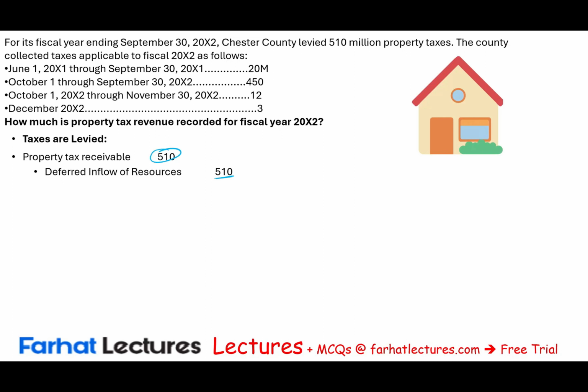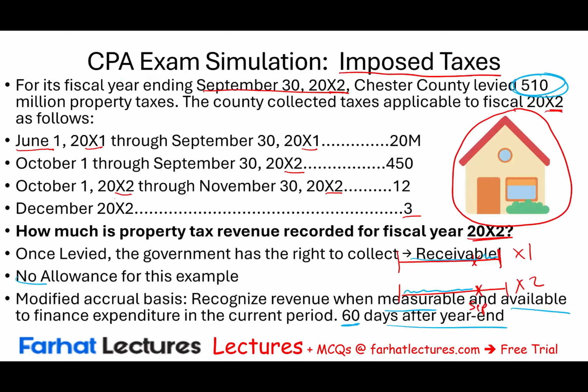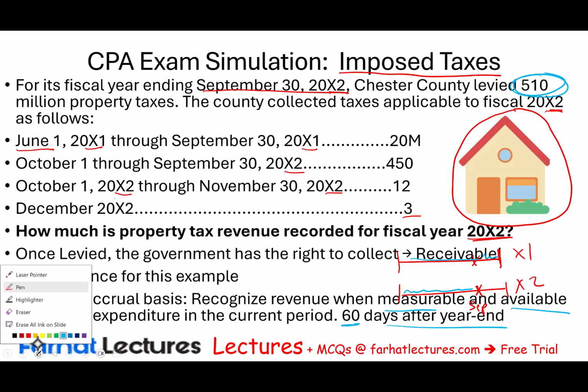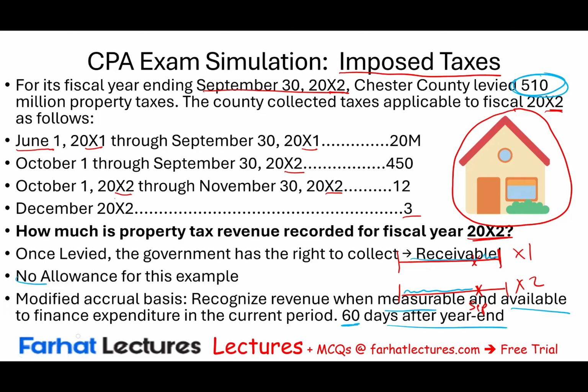Now, keep in mind that from June X1 through September X1, we received 20 million. Let's go back to our time frame here. Here's what I'm going to show you in a different color. Some people happen to pay their taxes. So some people, during that summer, paid their property taxes in advance, and they paid 20 million in advance. This is June till September.